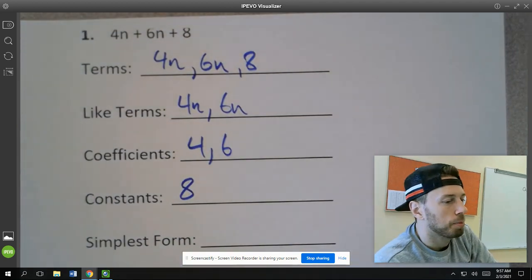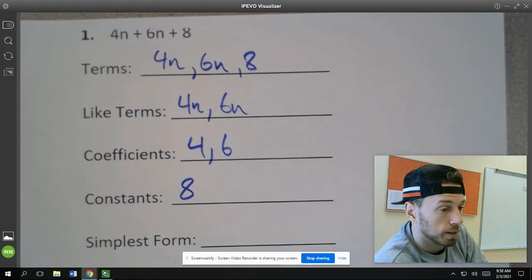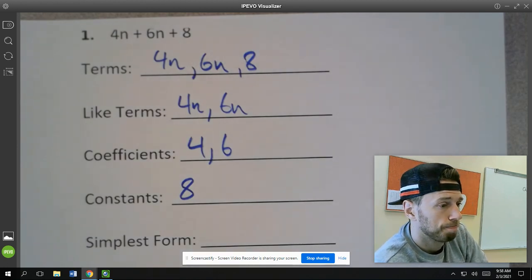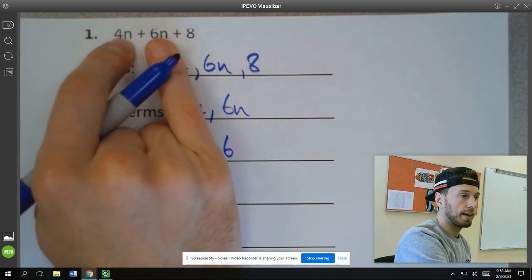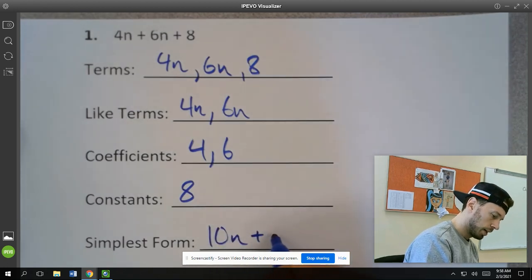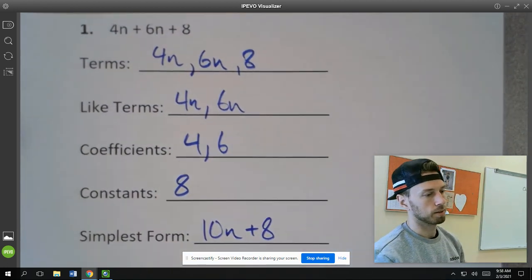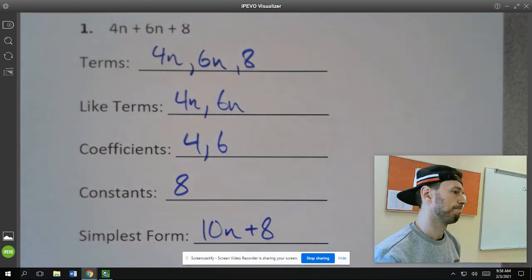And in simplest form, what would this expression be? Well, in order to find out what it would be in simplest form, we just combine like terms, simplify it down. And you can combine the 6n and the 4n together to make 10n. And that 8 will still just be chilling there because it's just a regular number. It's not an n, so it doesn't get to combine with the other ones.